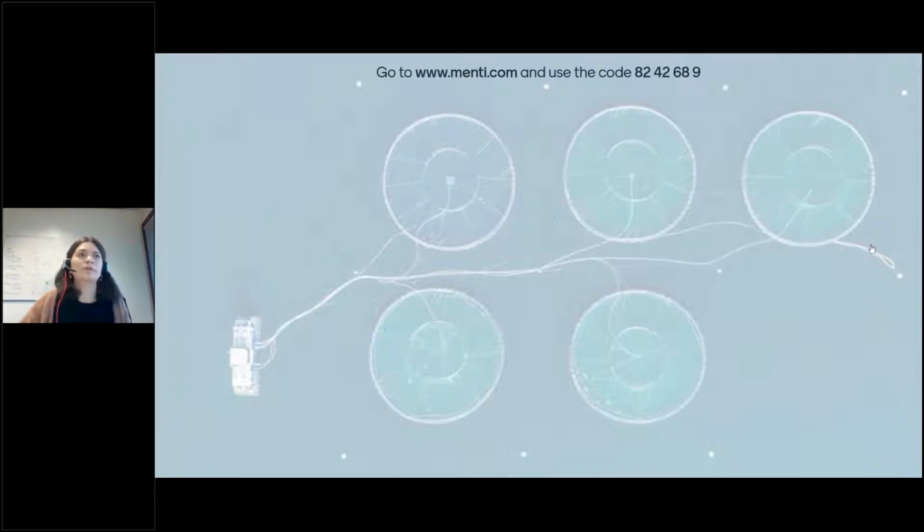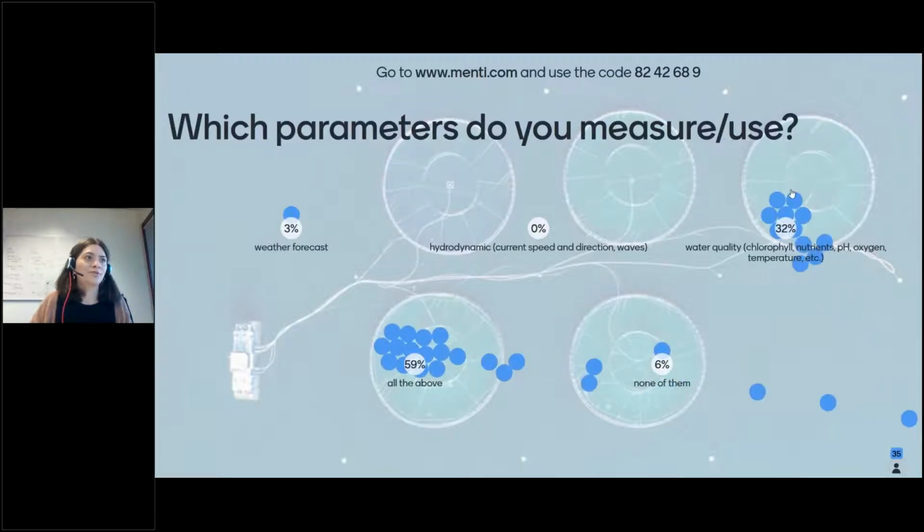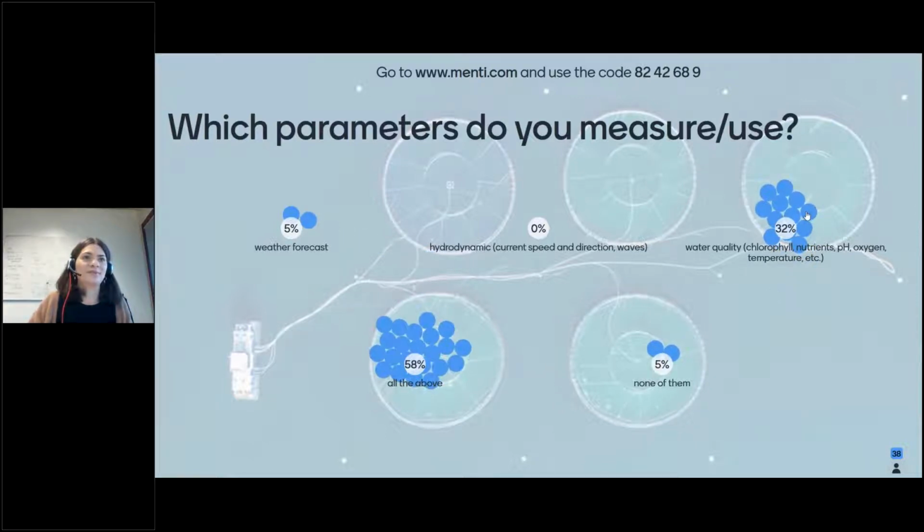To get to know what your needs are, we would like to know which parameters you usually measure. We have 3 different main options: weather forecast, hydrodynamic, which includes current speeds and direction or waves, water quality, which includes chlorophyll, nutrients, pH, oxygen, all the above, or none of them. Well, it's interesting to see that almost all of you or half of you are using all the parameters that we are mentioning.